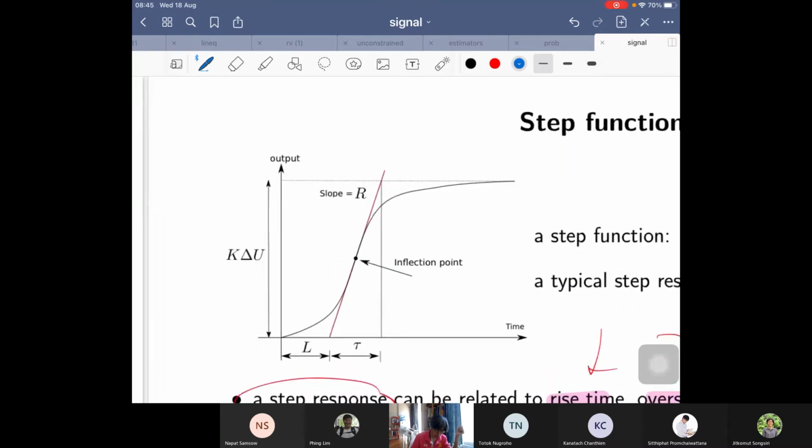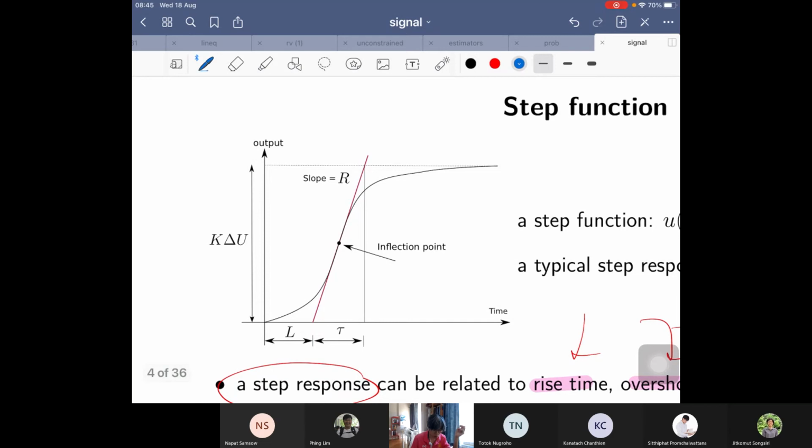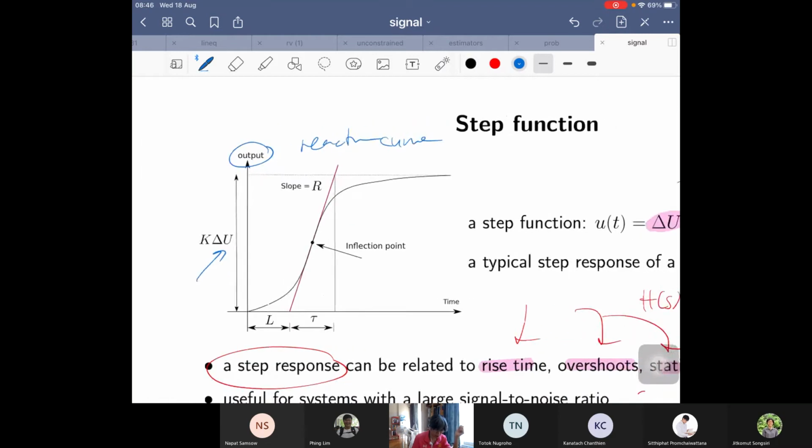So what they commonly do is get this step response, and we call this one the reaction curve. You apply delta U as the input, and this is what you observe at the output. There's a graphical method that helps you determine the time delay. Because you apply the input at time 0, but your output starts to rise around here. So there's a delay.